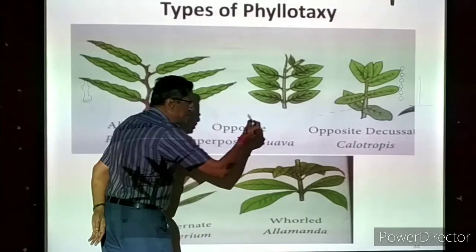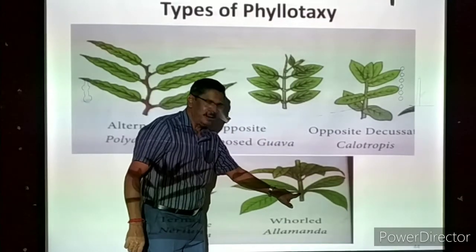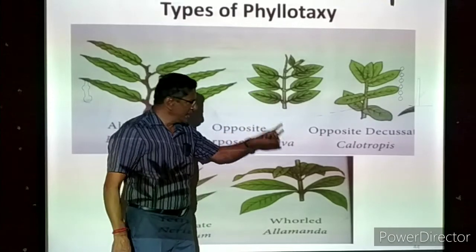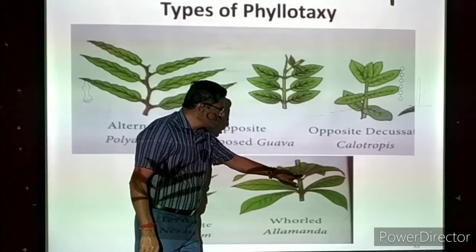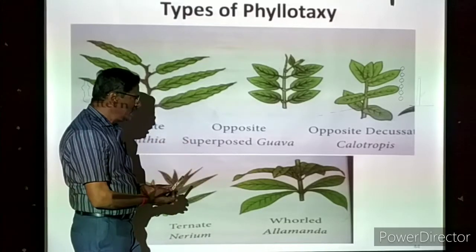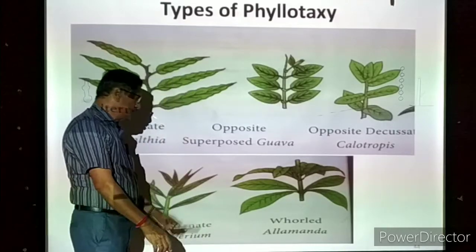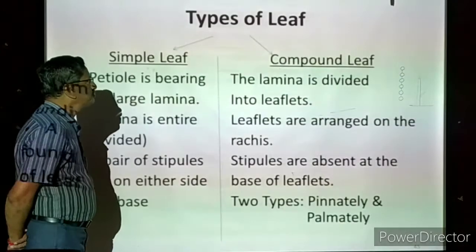Like that, many leaves will be there in every node. If one node is having 5, all the nodes will be having 5 leaves. If one node is having 6 leaves, all the nodes will be having the same number, 6. So many leaves will be there in each node, arranged in a circular way around the node. That is called whorled phyllotaxy.